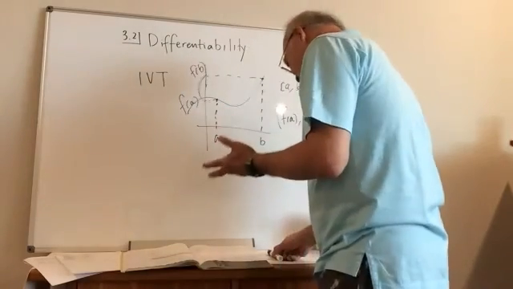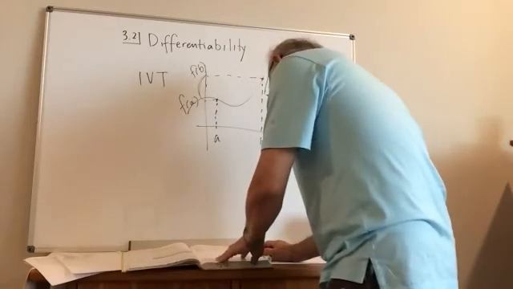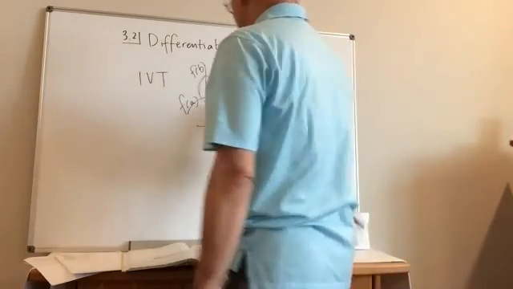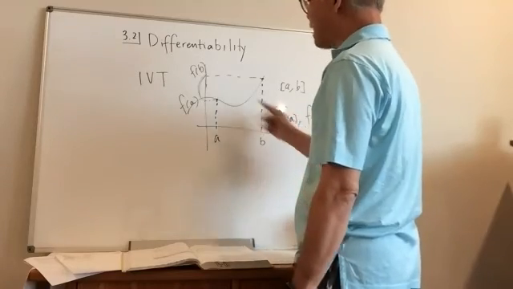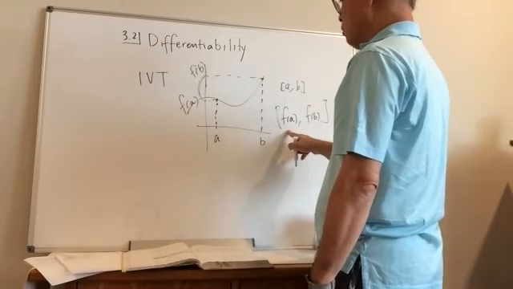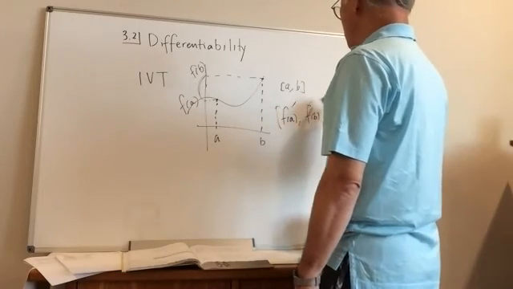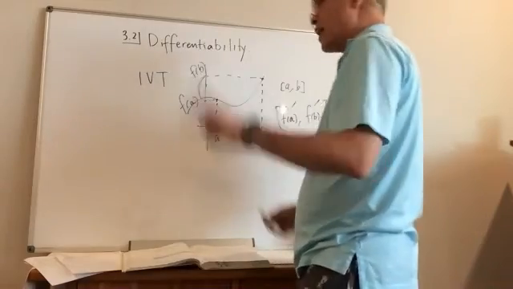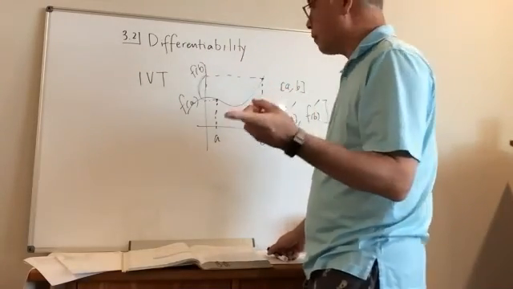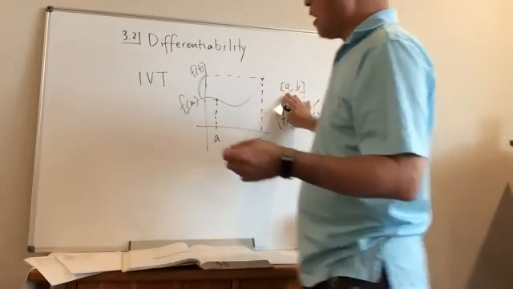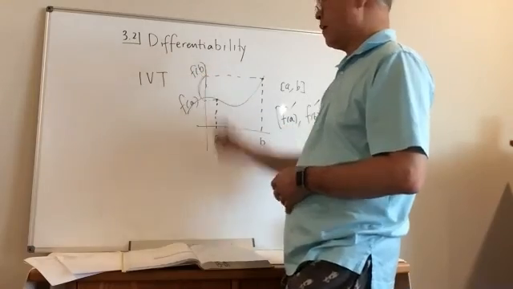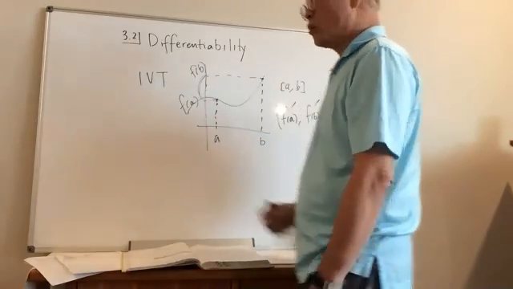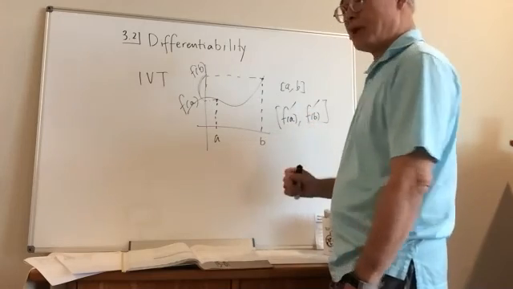The IVT for derivatives says what? If A and B are 2 points in the interval in which f is differentiable, then f prime takes on every value between f prime A and f prime B. Now it's not f of x that takes on these values; it's f prime x that takes on all values between f prime A and f prime B. Number 1 was the intermediate value theorem, where f of x takes on values between f of A and f of B. This one is for the derivatives.